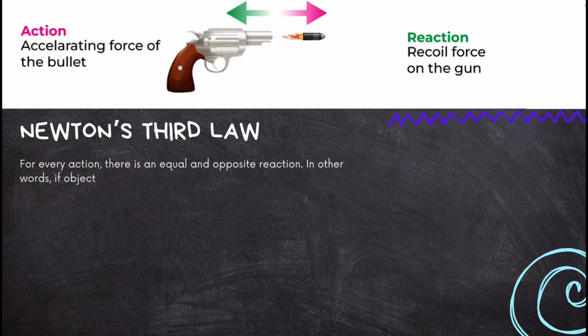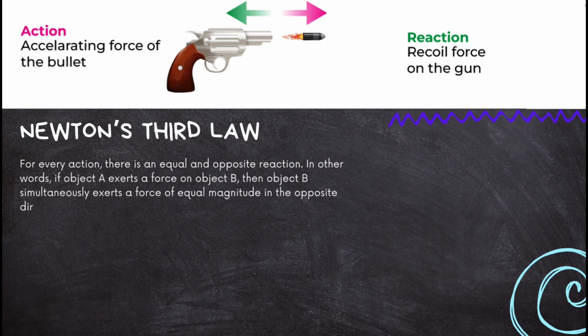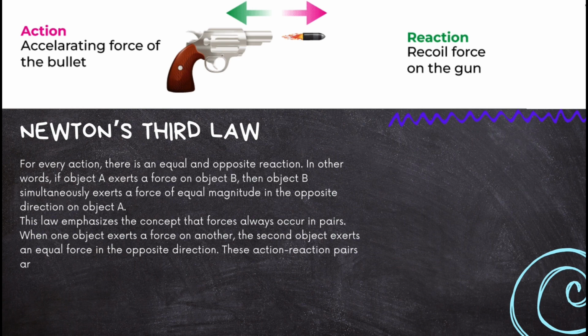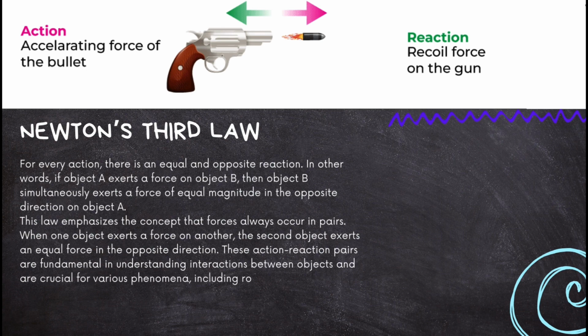Let's go! For every action, there is an equal and opposite reaction. In other words, if object A exerts a force on object B, then object B simultaneously exerts a force of equal magnitude in the opposite direction on object A. This law emphasizes the concept that forces always occur in pairs. When one object exerts a force on another, the second object exerts an equal force in the opposite direction. These action-reaction pairs are fundamental in understanding interaction between objects and are crucial for various phenomena, including rocket propulsion.